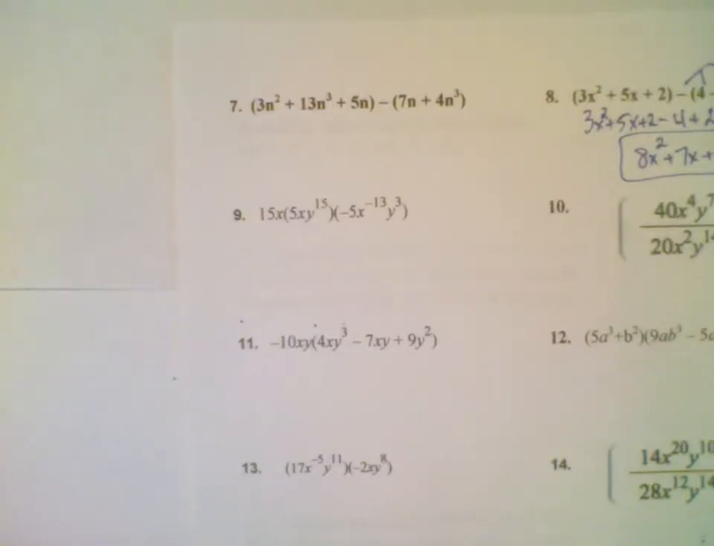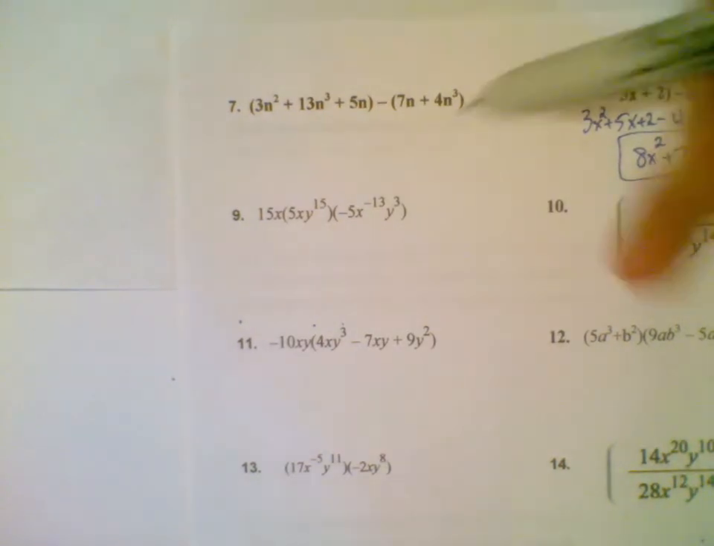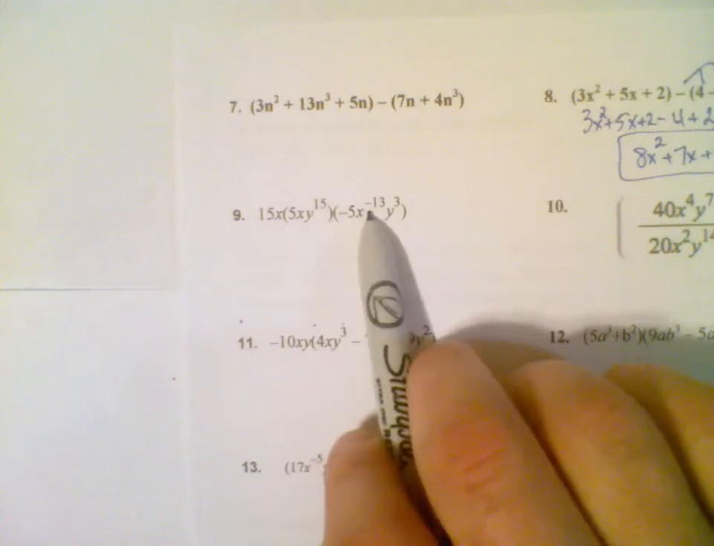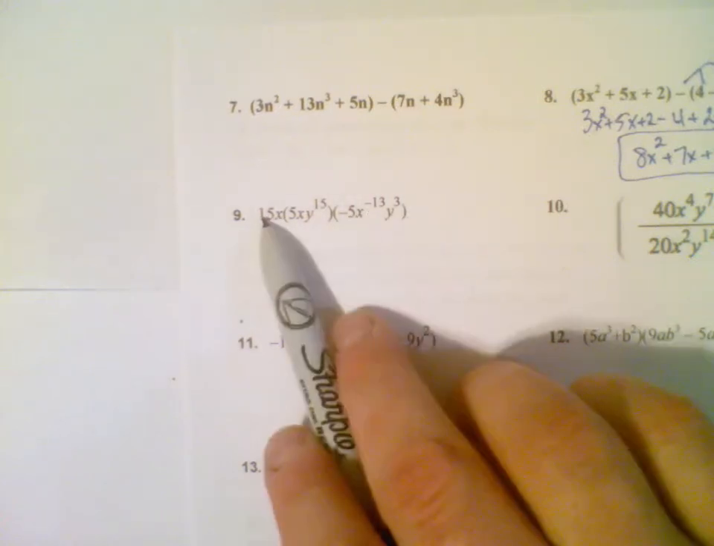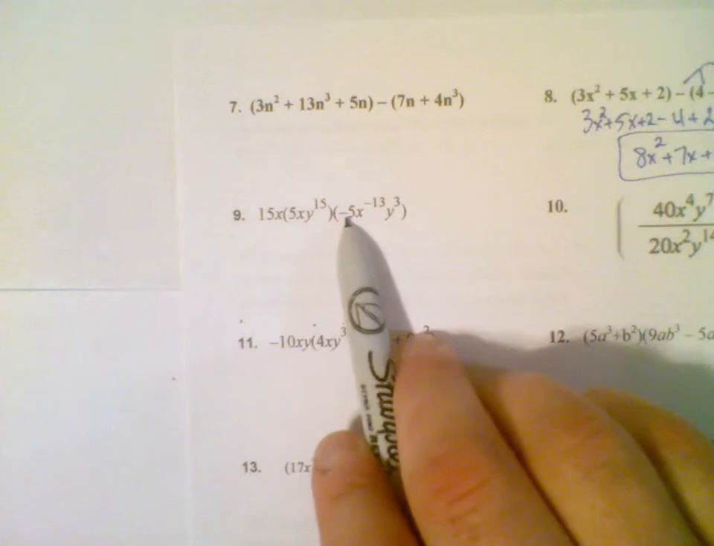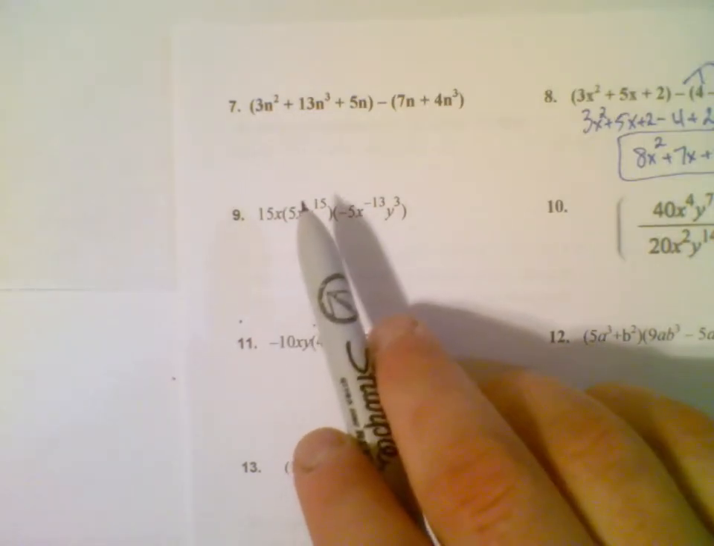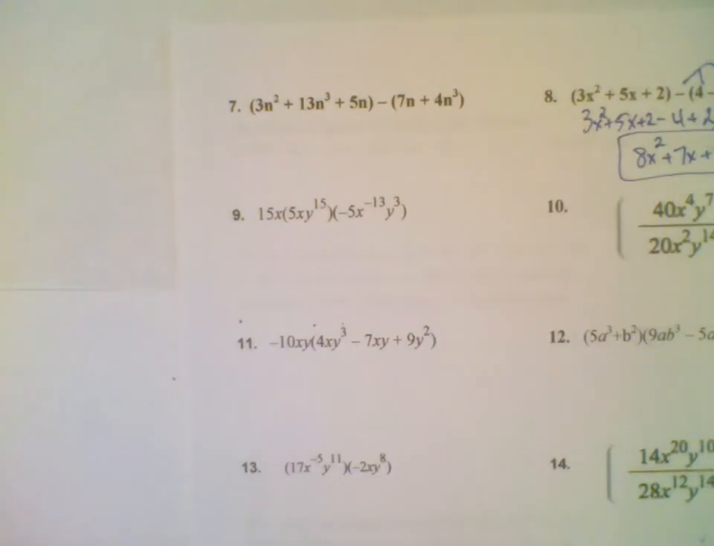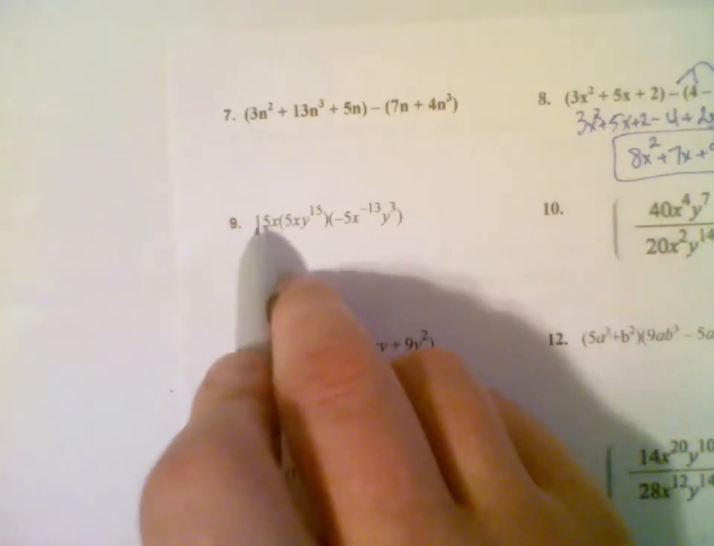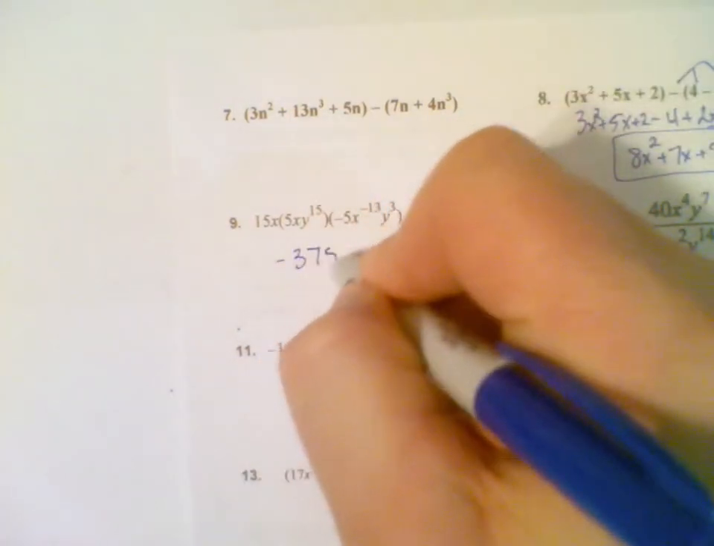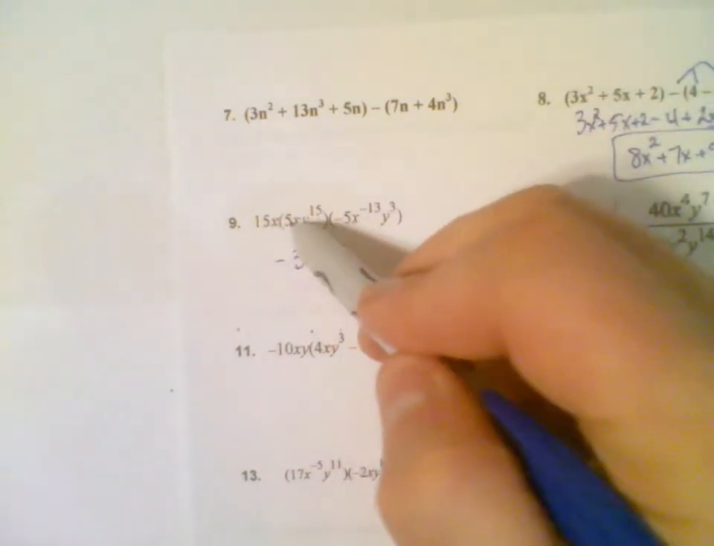Okay. Number 9, some people had some issues with these earlier. What you're going to do first here is simplify anything inside the parentheses, which I can't, and then you're just going to multiply from left to right. So I'm going to have 15 times 5 times 5, which I'm going to have to get my calculator out for that. Okay, so 15 times 5 gives me 375. So that times that times that. So it's a negative 375. Okay, because that's the 15 times the 5 and the 5.